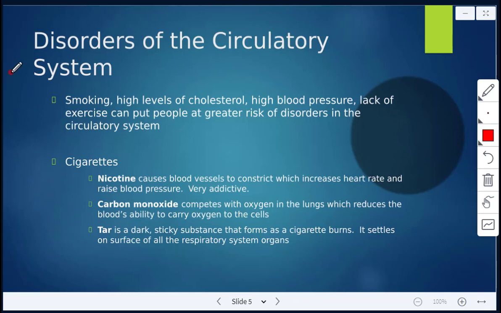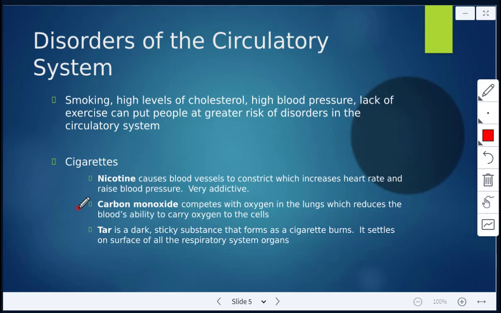So some disorders of the circulatory system: smoking, high levels of cholesterol, high blood pressure, and lack of exercise can put people at a greater risk of disorders in the circulatory system. Cigarettes we'll talk about. So in cigarettes, there is a substance called nicotine, and that causes blood vessels to constrict. That's going to increase heart rate and raise blood pressure. Also, nicotine is very addictive.